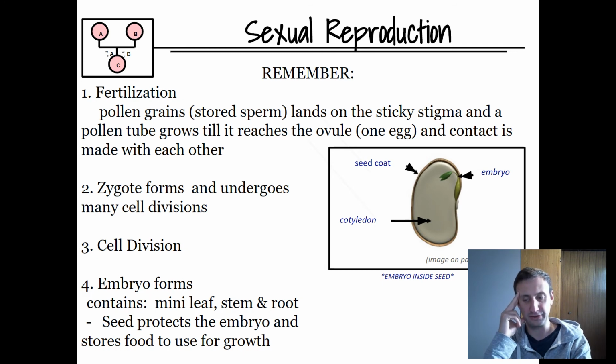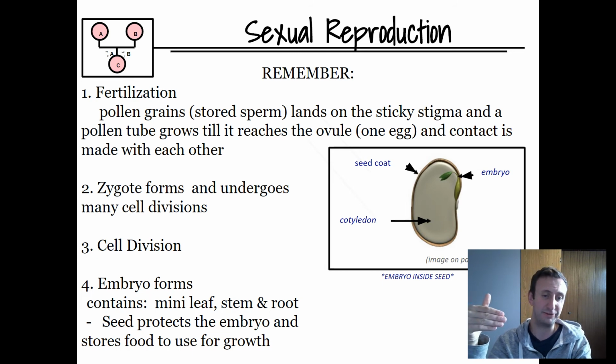Fertilization, and this is actually going back again. This is almost in the wrong place with the plant cells, but we're too far into this video, so we're not going back, and a lot of this still applies. So if we're looking at animal reproduction, mammal reproduction, versus plant reproduction, fertilization is the same thing, but we don't have pollen. It's just directly sperm, lands on the sticky stigma, and a pollen tube grows until it reaches the ovule, one egg, and contact is made.